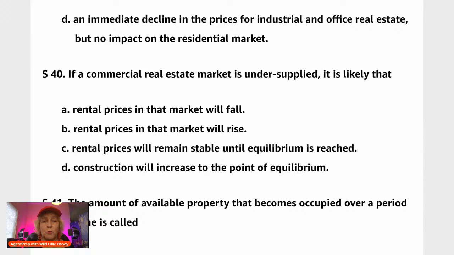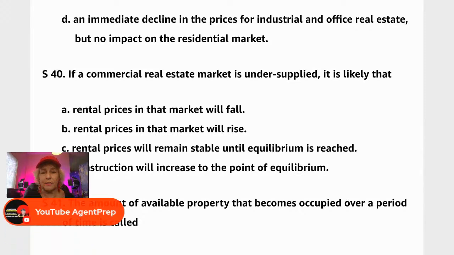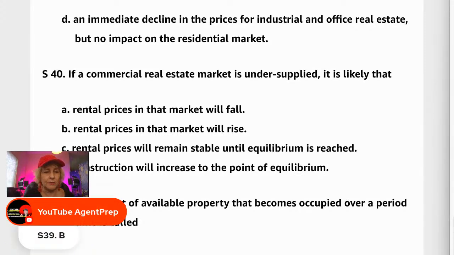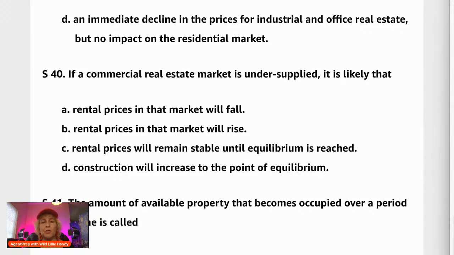Okay, number 40. If a commercial real estate market is undersupplied, okay, supply and demand, it is likely that what? A, rental prices in that market will fall. B, rental prices in that market will rise. C, rental prices will remain stable until equilibrium is reached. Or D, construction will increase to the point of equilibrium.